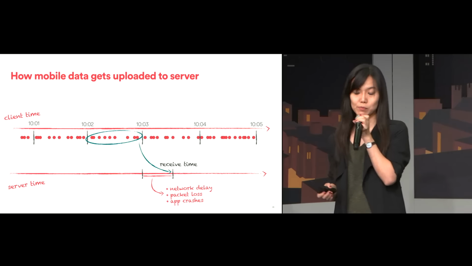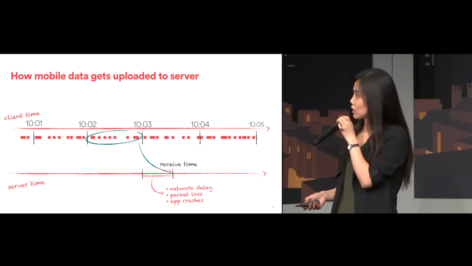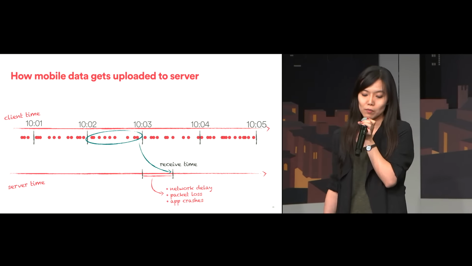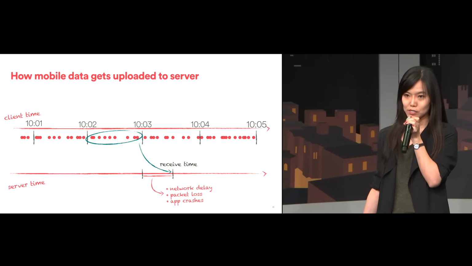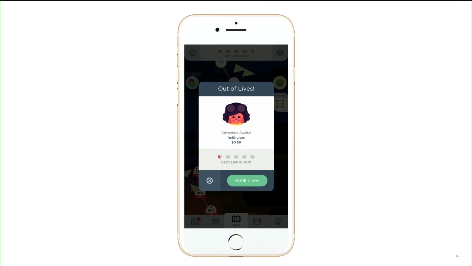Based on this diagram, we know the receive time on the server side is not useful for us because it's too late. So the only time we can use is on the client side. But what if this time cannot be trusted? This is the only time resource we have for experimentation on mobile devices. So how could it not be trusted? Is anyone familiar with this screen?